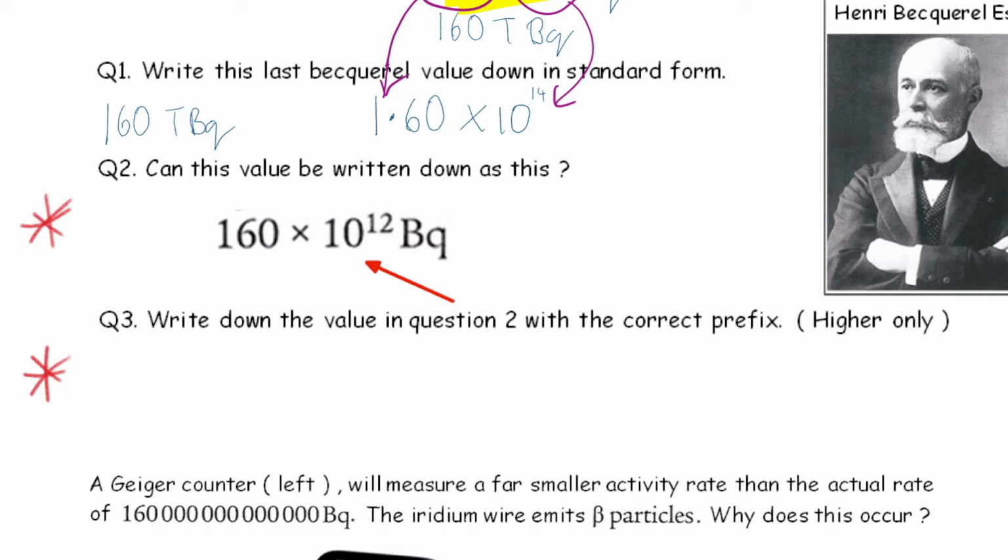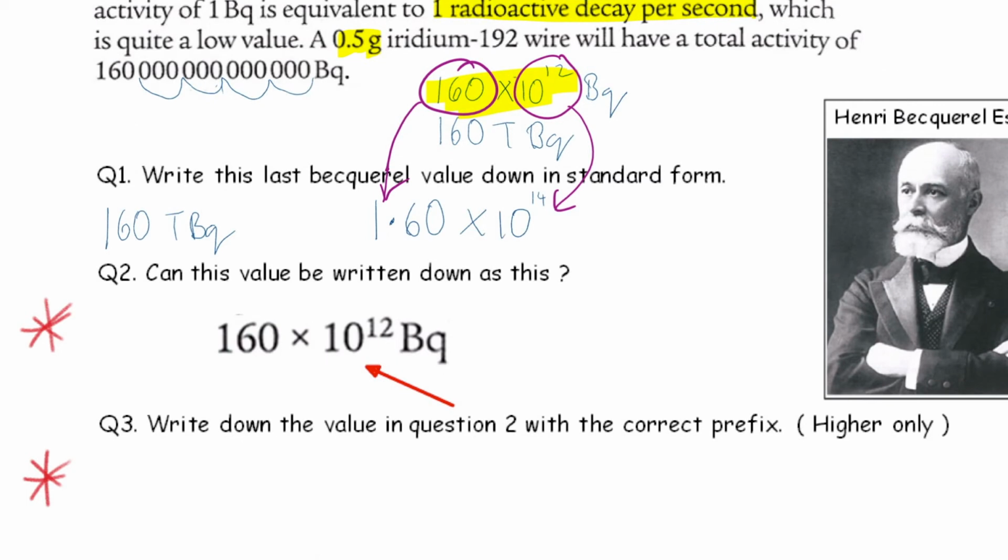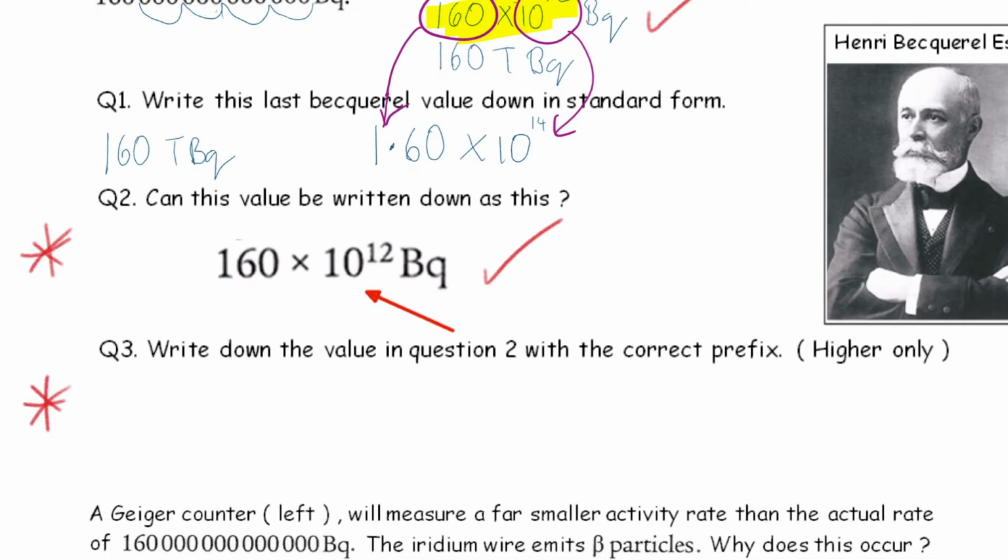Okay. Can this value be written down as 160 times 10 to the 12? Well, yes, I've shown it up here. So the answer to that would be yes. Write down the value in question 2 with the correct prefix. Again, that's done up above there. So it would be 160 tera becquerels.